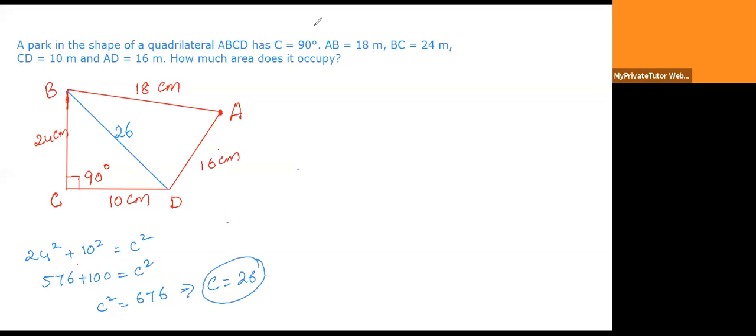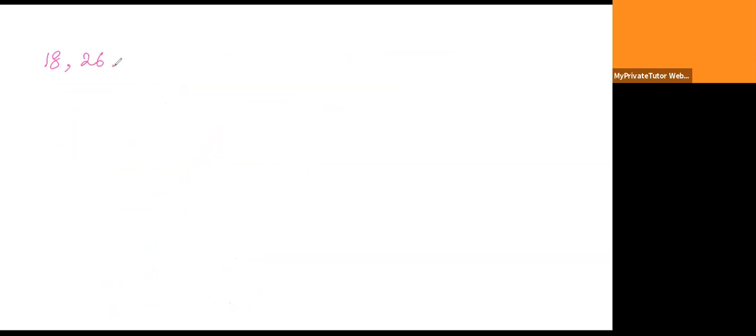So I think it's very easy now. Anna already said that the area of the right angle triangle is 120 centimeters square. So please find the area of the other triangle, the area of triangle ABD. So how do we find that? Obviously we are going to use Heron's formula, right? Let's go to the next page and use Heron's formula. The lengths given are 18, we got 26, and one more we have, 16. Please go ahead and use Heron's formula to find the area.